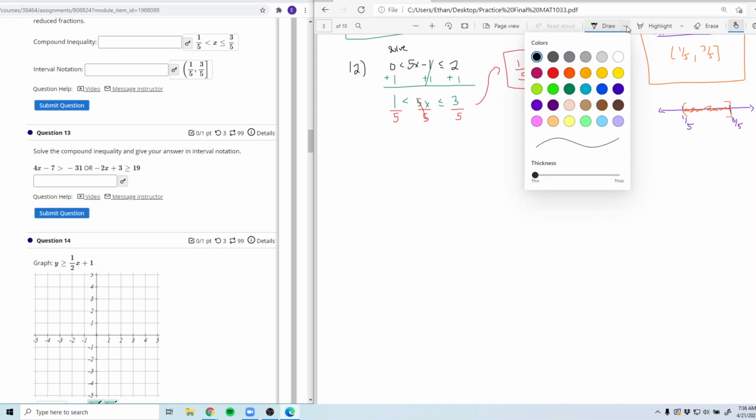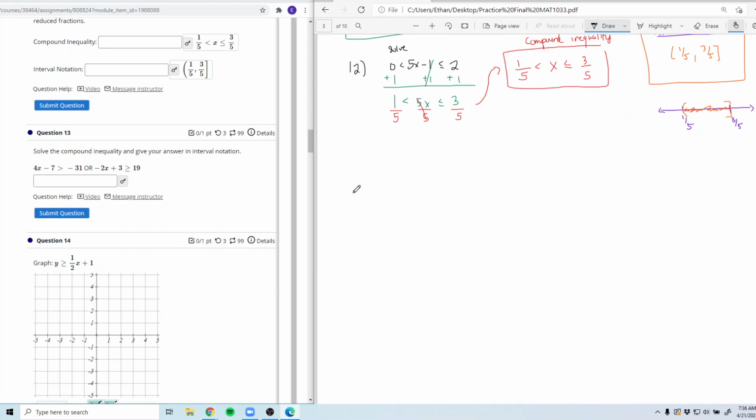All right, what about 13? 13 is another inequality, but it's an OR, so we have to do them separately. It says to give your answer in interval notation, so it's not going to ask for compound. We have 4x minus 7 is greater than negative 31, or negative 2x plus 3 is greater than or equal to 19.